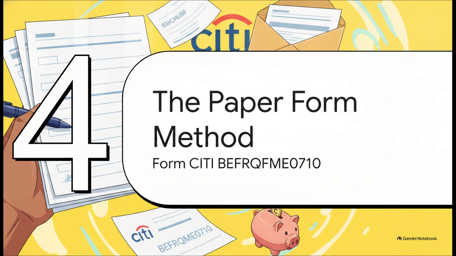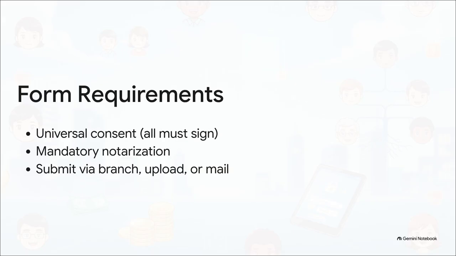Next up, section 4, the paper form method. Of course, sometimes digital just isn't an option, or maybe you're someone who requires a physical, hard copy record. For that, you'll use form CIT-BE-FRQ-FME-0710. Say that 5 times fast. Executing a paper form introduces some really strict regulatory safeguards, mostly to prevent fraud.